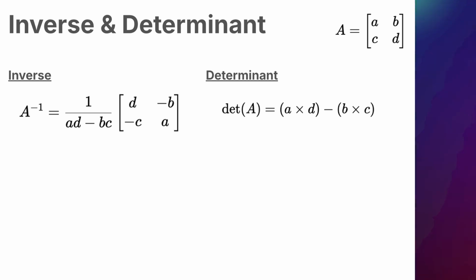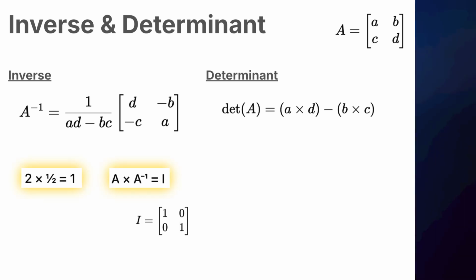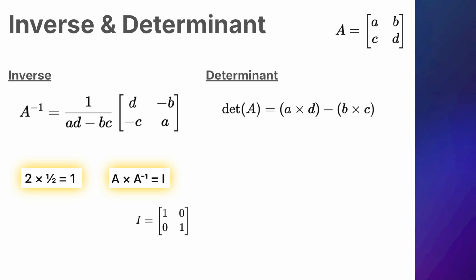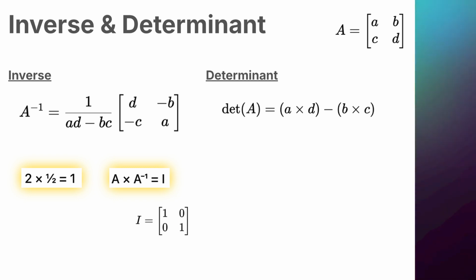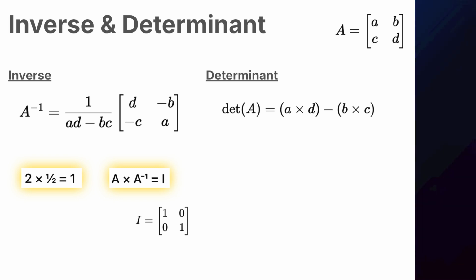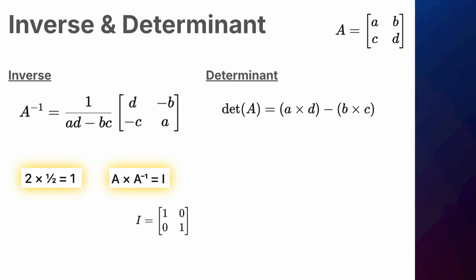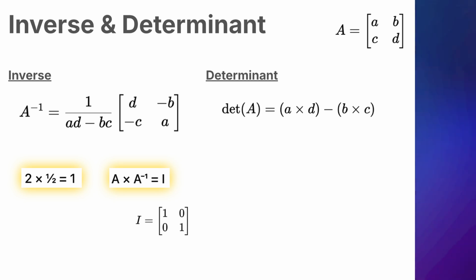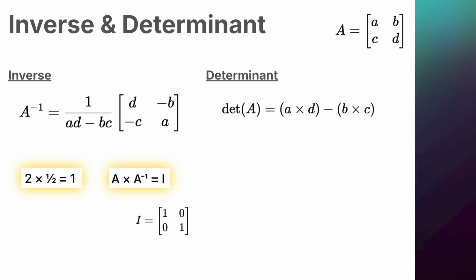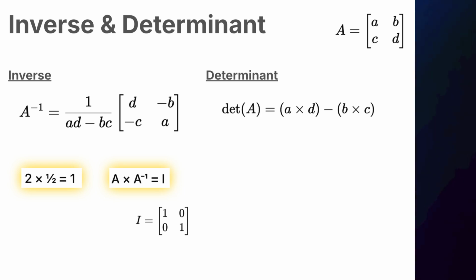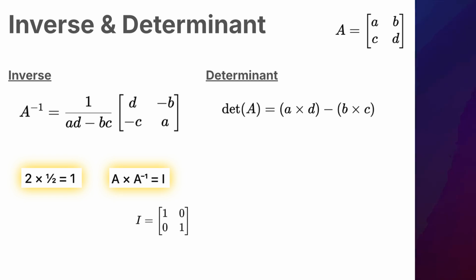What is the inverse? The inverse of a matrix is like dividing for matrices. I is the identity matrix. It's like 1 in matrix land. On the other hand, the determinant is a single number that describes something important about a square matrix. You can think of it as, how much does this matrix stretch or squish space?